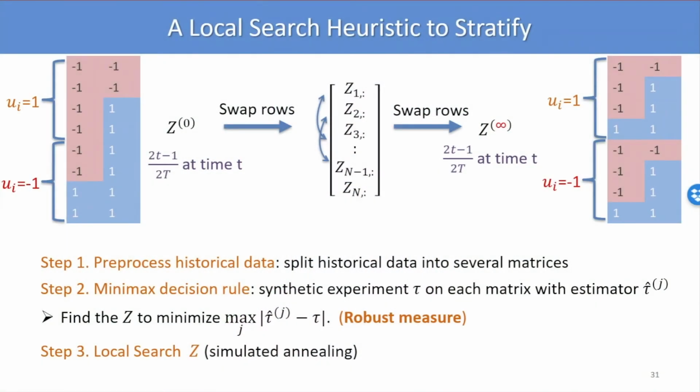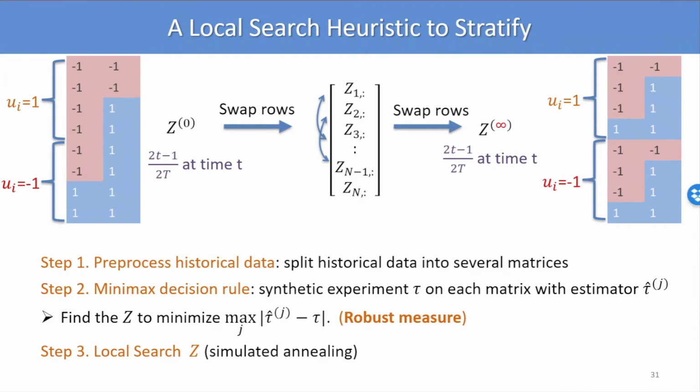So another question we can ask, and it's very common if you're going to run an experiment like this, is that we might have some historical data. So we might want to ask, how can we actually use historical data, and how can we assess how to stratify our experiment if we may have learned something about users from historical data? The steps of this are that we first pre-process our historical data, where we split the historical data into several matrices.